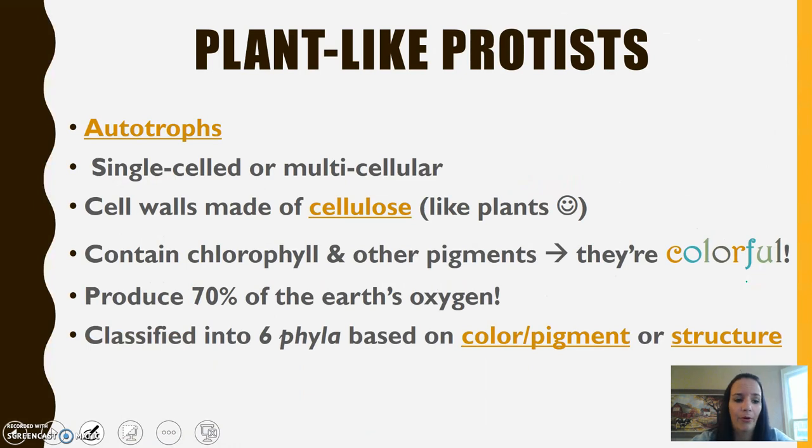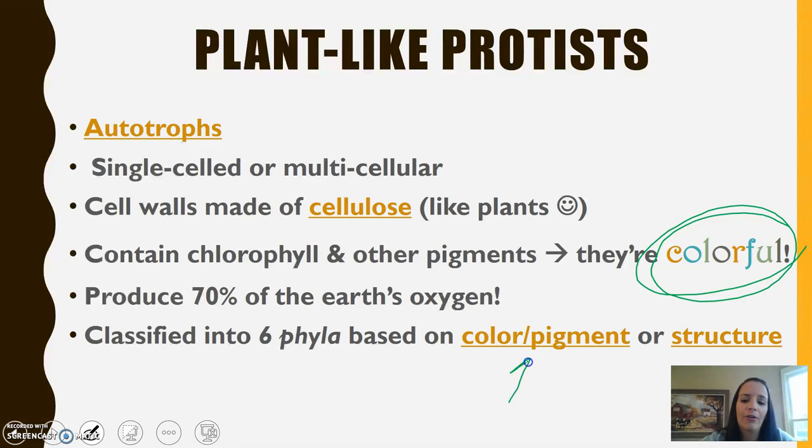Now on to plant-like protists. So plant-like protists, like we said, are autotrophs, and this time they can also be multicellular. We're going to talk about an example in a minute that you might not realize is a protist. And this time their cell walls are made of cellulose, just like plants are, and they have chlorophyll, but other pigments as well. So it's important to note that these protists are very colorful, and they do produce 70% of the Earth's oxygen. That is huge. These protists are so important to our existence on Earth. And these ones are classified based on either color and pigment or their structure.